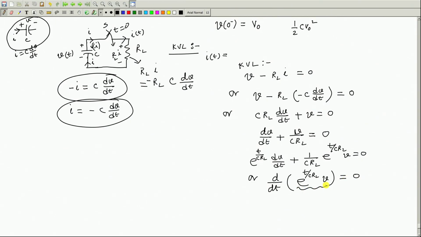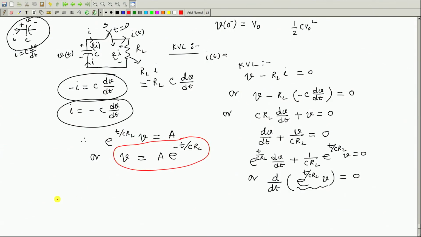Therefore, this fellow must be a constant. Therefore, e to the power t by C R L into V must be a constant to be determined from the boundary condition, or I will say voltage across the plate of the capacitor should be A into, this is the integrating constant, okay, or constant, as you can see, e to the power minus t by C into R L. This will be the solution. So, this is how capacitor voltage will decrease, it will decrease exponentially.